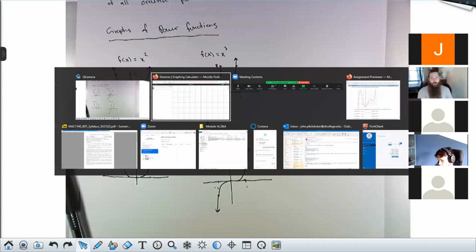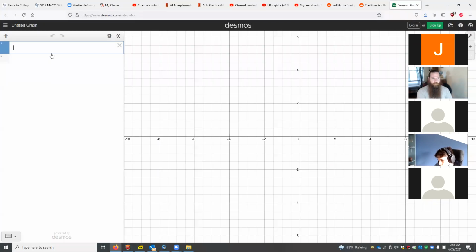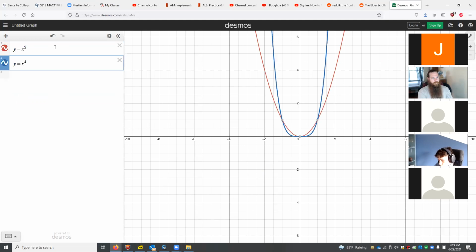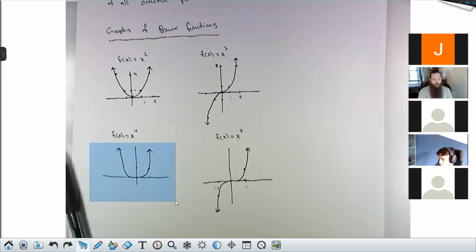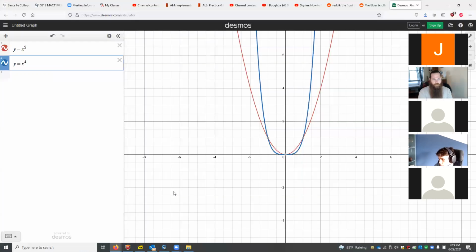So let's take a look at some more graphs like these in Desmos, just for fun. You don't have to put these into your notes, but I want to show them to you. I'll just type y equals. Okay, so here are the two that we looked at, right? In red, you've got x squared. And then in blue, you've got x to the 4. And just like we drew it, the x to the 4 is bowl-shaped again, but flatter on the bottom.